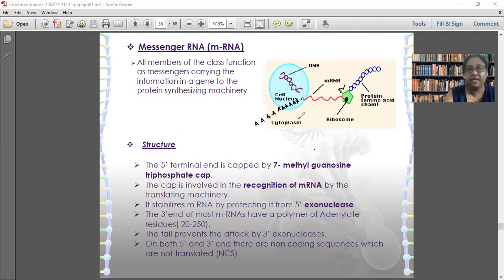अब इतनी लंबी A के tail का क्या काम? Is it the message? No. When the RNA is coming outside nucleus, there are chances कि कोई इसके पीछे पड़ जाए और इसका थोड़ा सा part digest कर जाए. Okay, so to prevent it from the activity of 3' exonucleases, this tail is added.